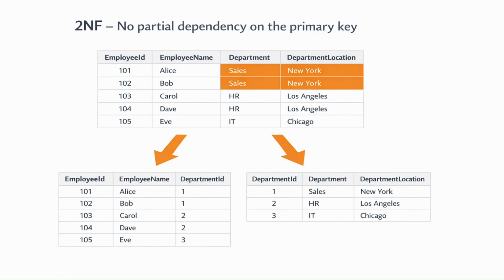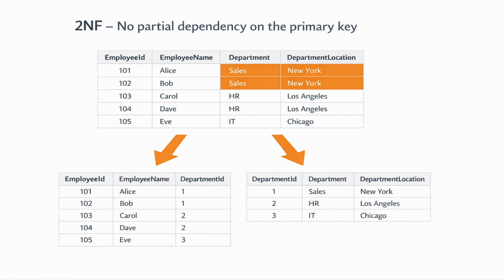So in order to fix this problem, what can we do? We can create two tables, an employee table and a department table. You can see employee ID, employee name and department ID. Now if we see employee ID, this is the primary key, and employee name and department ID are the other columns. But both of these columns depend on the employee ID.